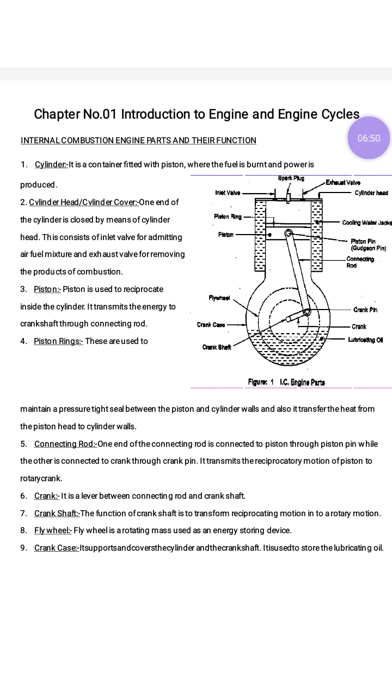Next engine component is engine valves. There are two types of valves, the inlet valve and the exhaust valve. The inlet valve is used for admitting the air-fuel mixture, and the exhaust valve is used for removing the products of combustion from the cylinder. So these are the main components of the engine and their functions.